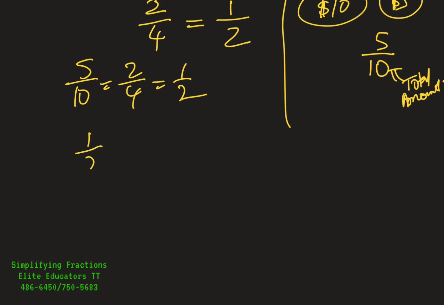So if we have 1 over 2, right? What we do is we multiply the top digit by the same number as the bottom digit. Check this out, right? So we say a half multiplied by 2, but what we do is 1 over 2.